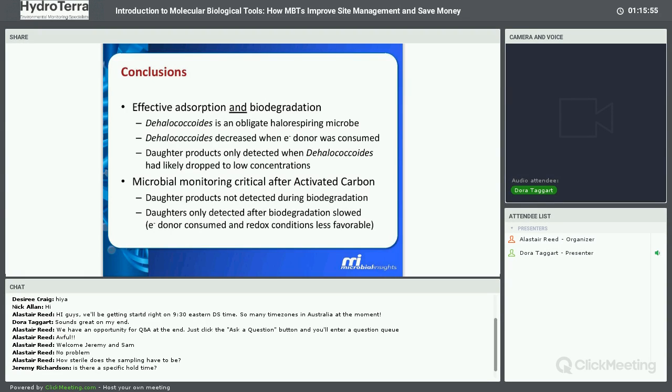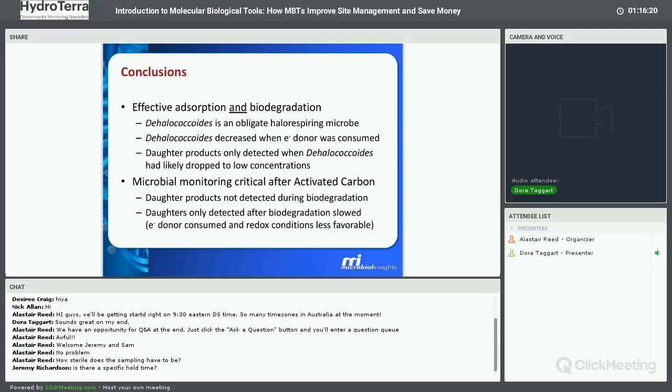Eventually, vinyl chloride was detected at very low concentrations, providing evidence of sequential reductive dechlorination. And it's important to remember that vinyl chloride was only detected once Dehalococcoides concentrations decreased due to limited donor availability. So with additional electron donor or a second application, vinyl chloride concentrations, even very low ones, probably wouldn't have been detected at all, which leads me to my next point.